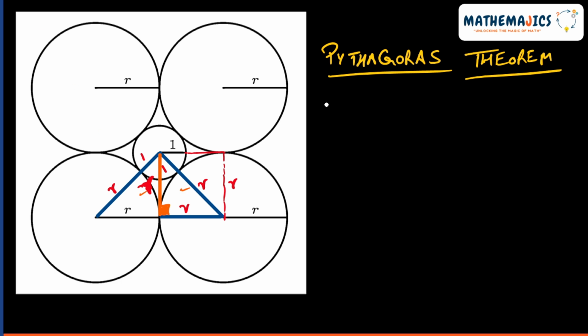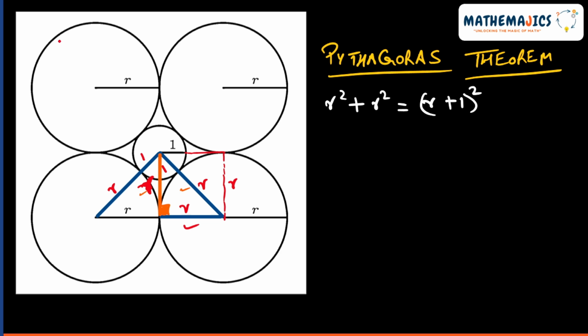So r square plus base square. Base is again r, so base is also r square. And what is the hypotenuse here? Hypotenuse is r plus 1. Hypotenuse will be r plus 1 whole square.